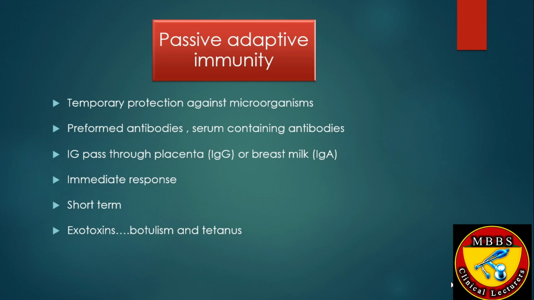Passive adaptive immunity has a very important advantage: it has an immediate response. This is important in conditions like botulism and tetanus, where we can simply give the immunoglobulins to the patient against the exotoxins, and the patient can be saved from the detrimental effects of botulism and tetanus. This is an immediate, preformed response.